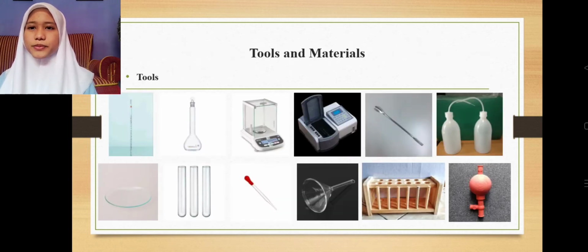Next, tools and materials. Tools. The first is the measuring pipette. The measuring pipette is used for transferring liquid or solution into containers of various sizes and volumes. And then the volumetric flask is used for diluting a certain substance to the neck of the volumetric flask. The analytical balance is used for measuring small masses in the sub-milligram range.